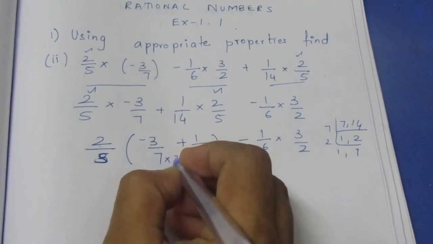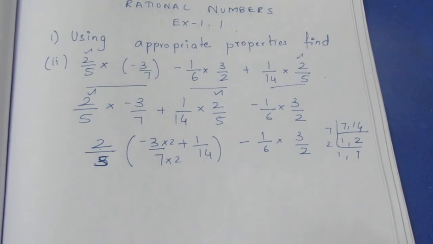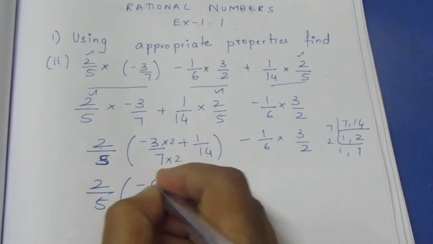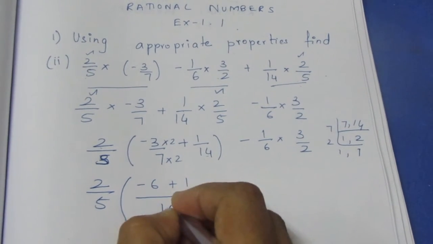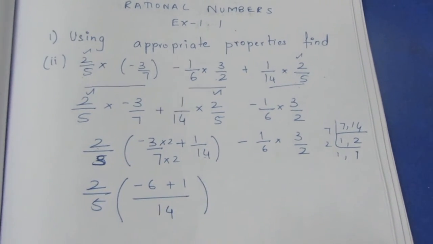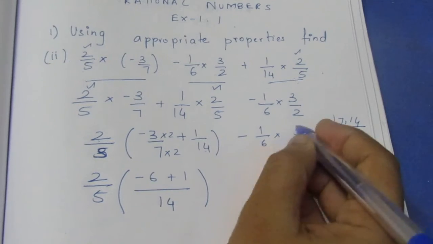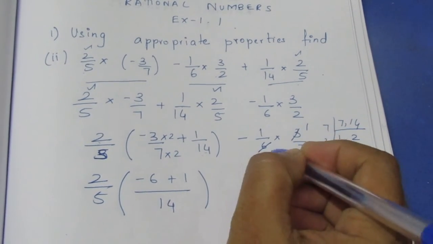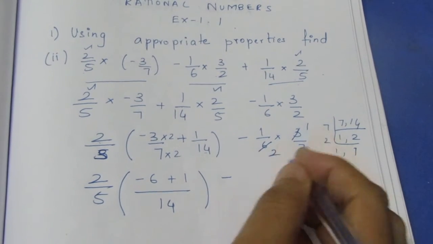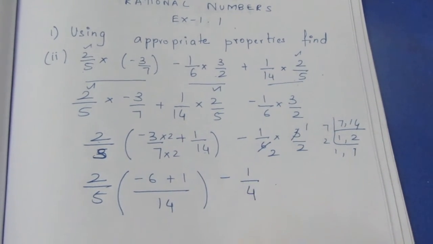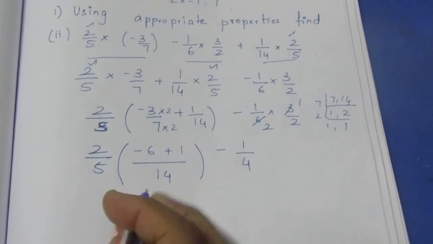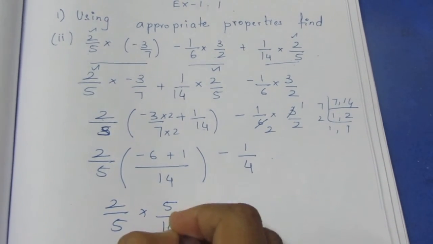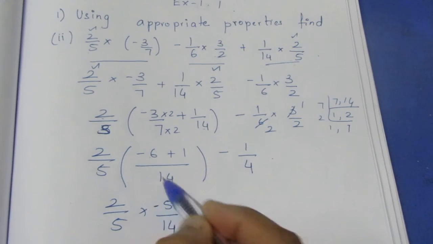So taking LCM, multiply 2 in both the numerator as well as in the denominator. So 2 by 5, here it becomes minus 6 plus 1 by 14, as 14 is common in both, I am writing it in the denominator. Now here we can cancel the numerator and the denominator. 2 ones are 2, 3 ones are 3, 3 2s are 6. So if I multiply here, it becomes minus 5 by 14.